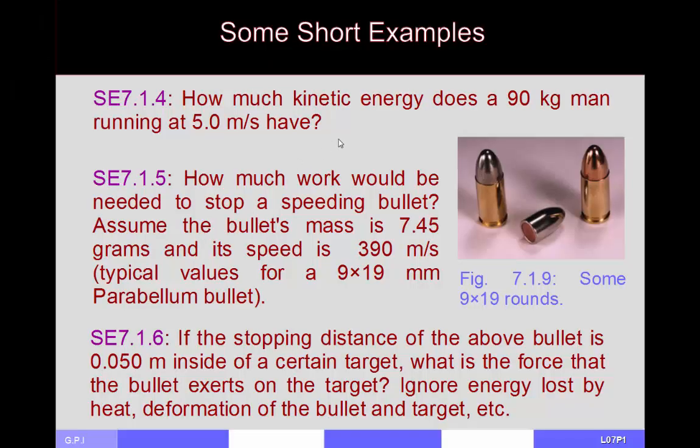So the next example has to do with the 9x19 parabellum bullet. This, by the way, is one of the most popular types of handgun ammunition, if not the most popular. So the question is, if we assume 7.45 grams and a speed of 390 meters per second, these are some typical values for this bullet, how much work is needed to actually stop the bullet, assuming again that you're not doing anything like heating or that kind of thing.